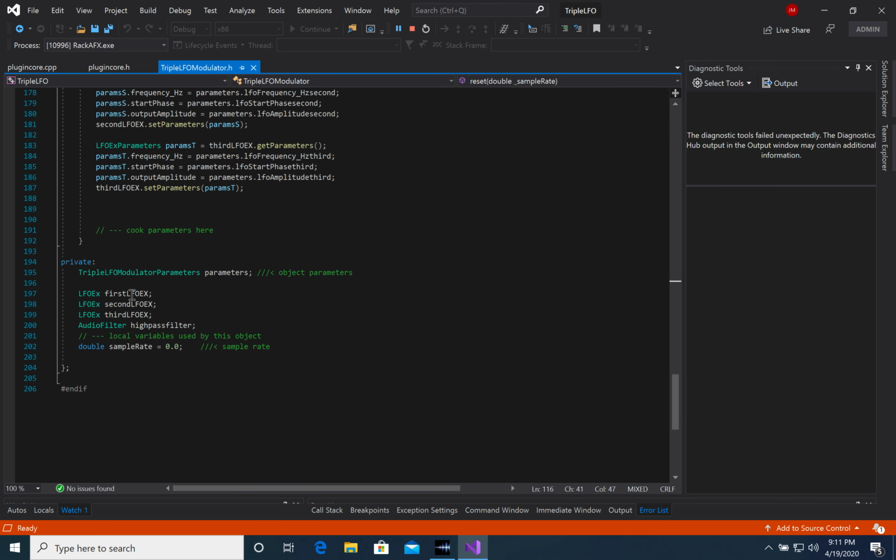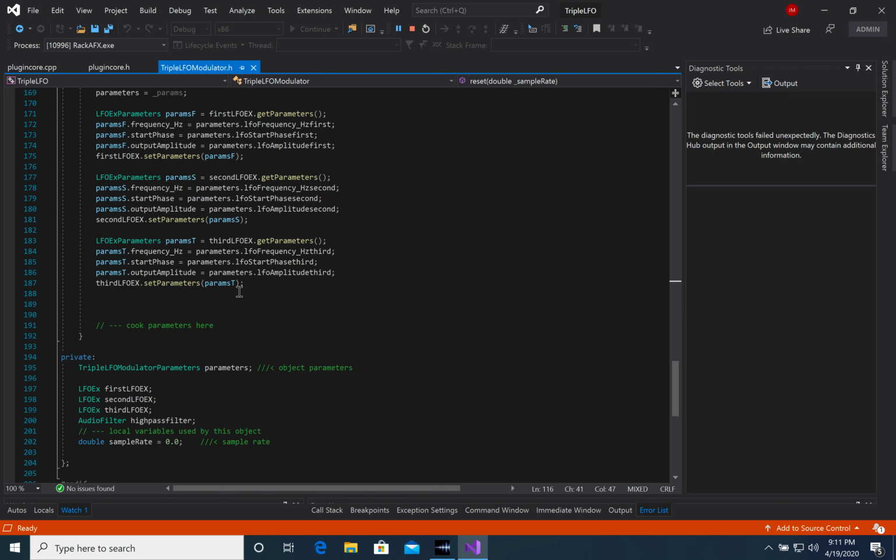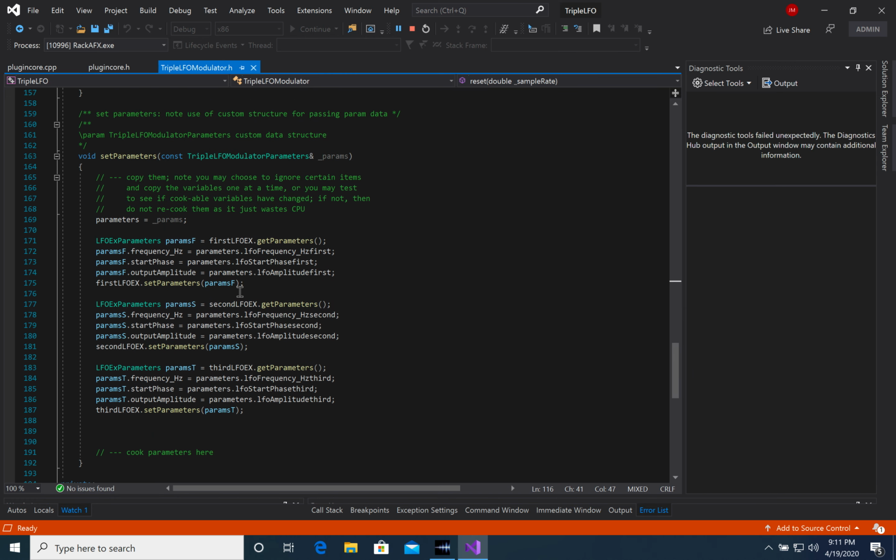We have the TripleLFO modulator parameters. We have three LFOEXs and an audio filter all being declared there. We go to set parameters, and this is where we're forwarding our GUI controls to the LFOEX objects. So we have frequency, start phase, and output amplitude all being linked to what we wrote in the custom structure above. So you can see that right here.